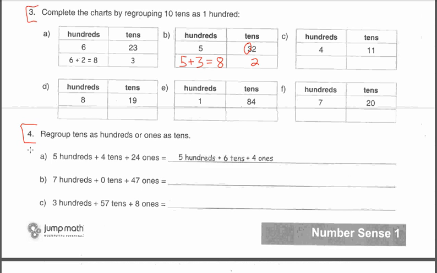And question 4 says regroup tens as hundreds or ones as tens. So you look across here, which one needs to be regrouped? Oh, the 2-digit one. And so what needs to be regrouped here is the 2. So 21s means 2 more tens. So I'm going to have to add 2 to my tens column, and my ones is going to go minus 20. So I end up with 4 ones, 6 tens, and the 500s doesn't change. Try that out for B and C.